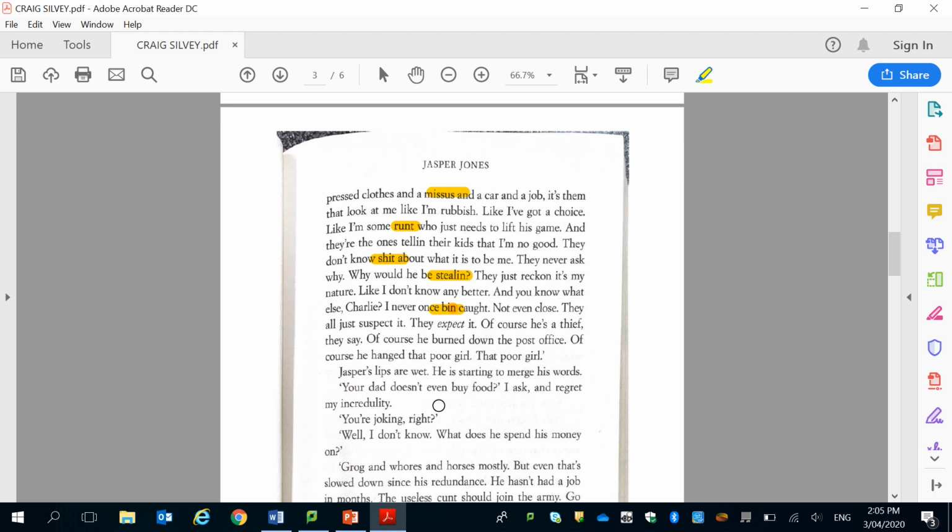That poor girl. Jasper's lips are wet and he's starting to merge his words.